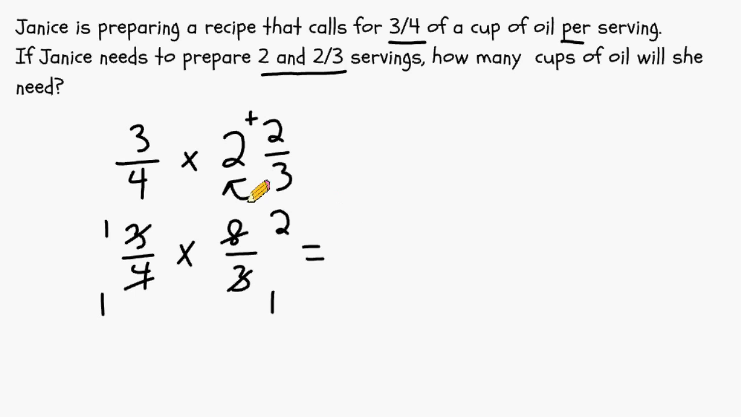Now we have the numerators of 1 and 2, which produces 2, and at the bottom we have 1 times 1, which equals 1. And now we just have to simplify 2 over 1, which is equal to 2. So we would need 2 cups of oil in order to fulfill the requirements for 2 2/3 servings to make the recipe she needs. Let's try another example.